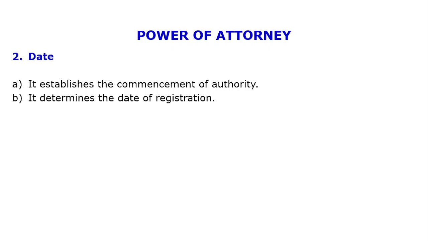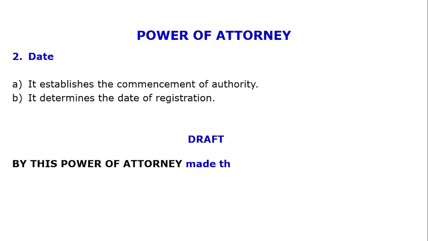Let's look at how to draft the date clause of a power of attorney. By this power of attorney, known as commencement clause, made this 15th day of January 2025. So, these aspects in blue, which you will notice as what I will use to discuss when I'm talking about a specific draft, are the new ones, while the ones we have spoken about before are in black. So, "made this 15th day of January 2025" is the date clause.